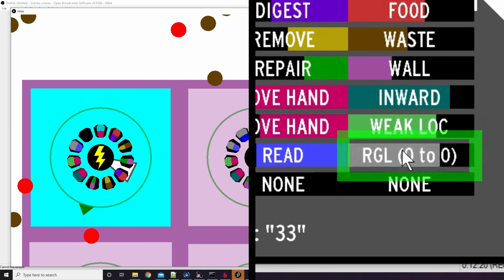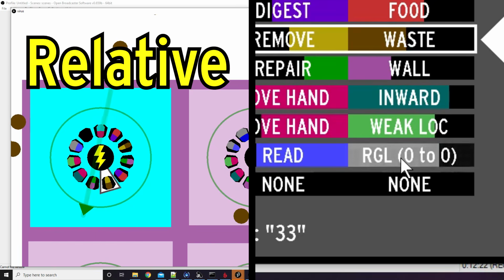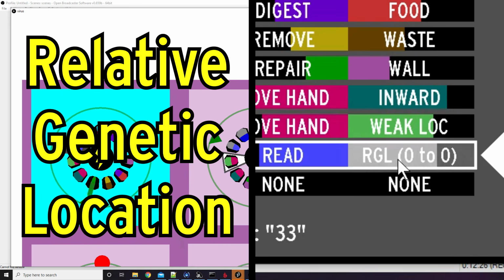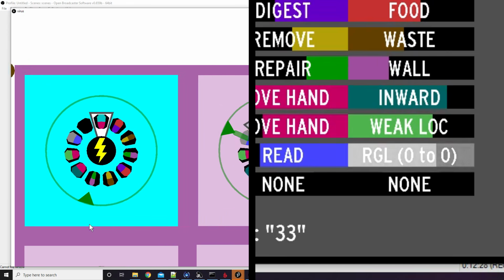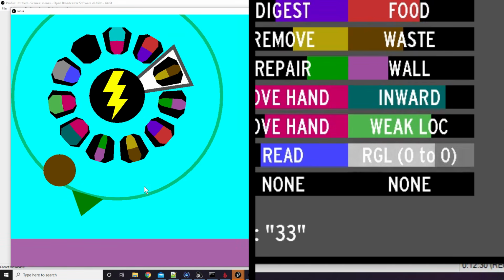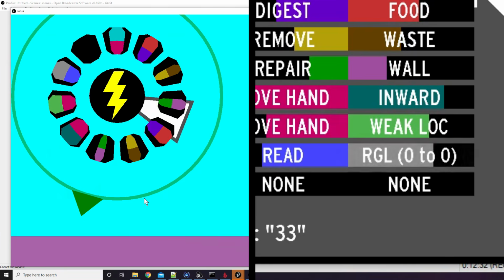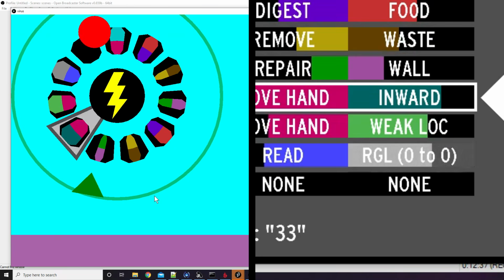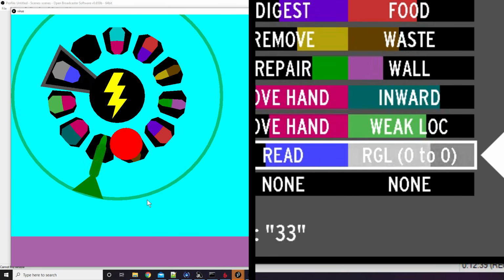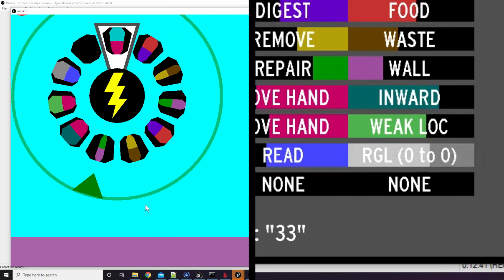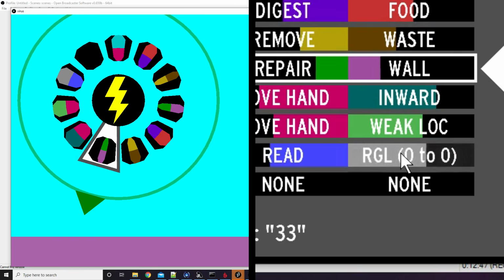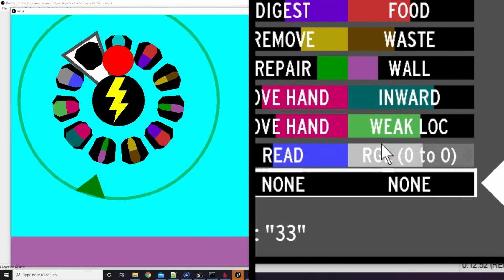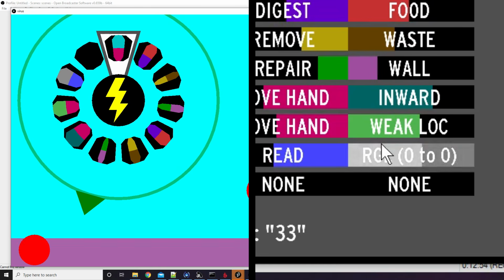RGL. I didn't explain what that means. That stands for relative genetic location. And it means if it says 0, that means that we care about the exact codon that the hand is pointing at. If it says -1, then we're talking about the codon 1 step counterclockwise. And if we're talking about like 2, that's 2 codons clockwise of where we currently are. So using these numbers, we can actually describe a range of codons from say -3 to 4, and this will describe multiple codons at once.